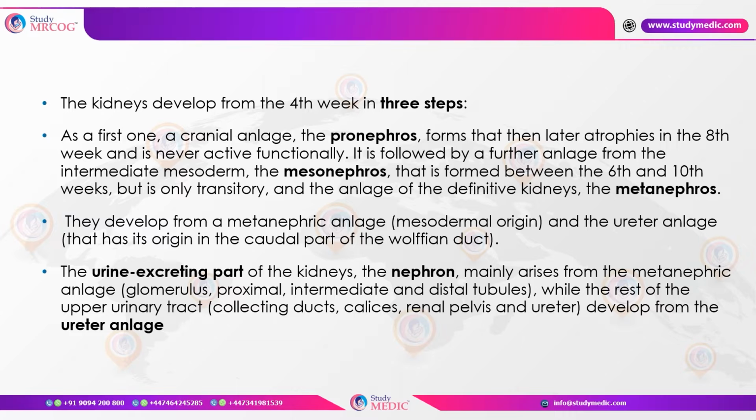The main functional unit of the kidney, which is the nephron or the urine excretory part, is basically arising from the metanephric blastema, whereas the rest of the upper urinary tract, like the collecting ducts, the calyces, the renal pelvis and the ureter, develop from the ureteric bud.